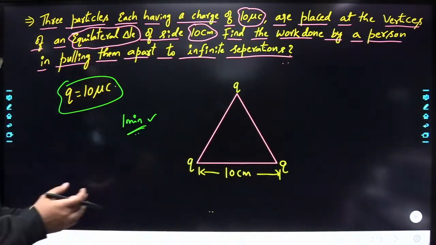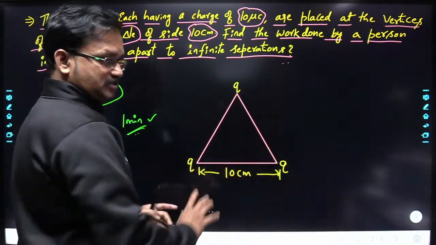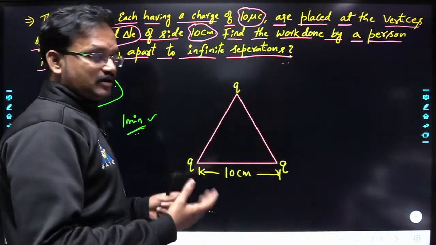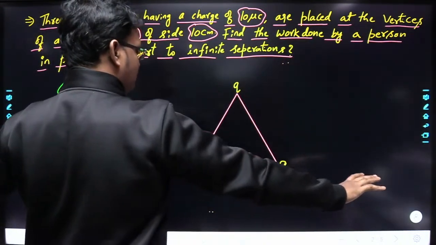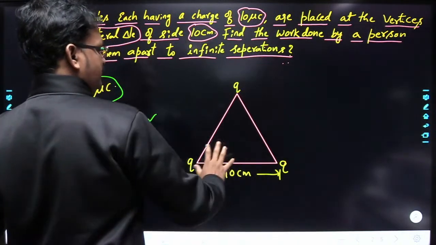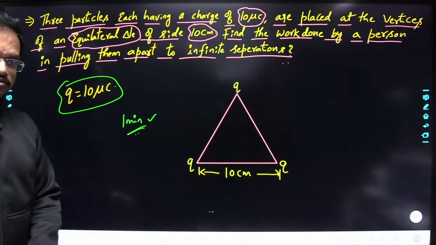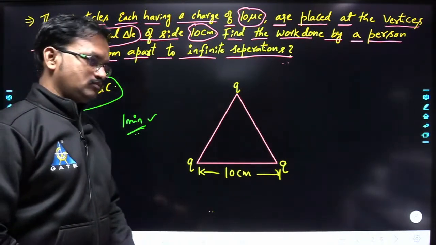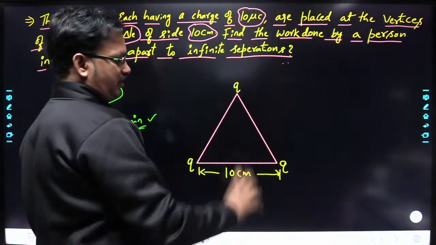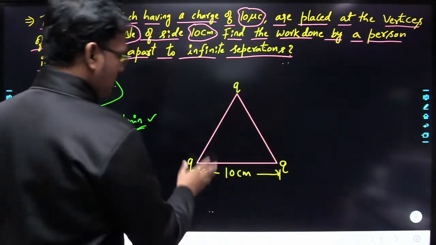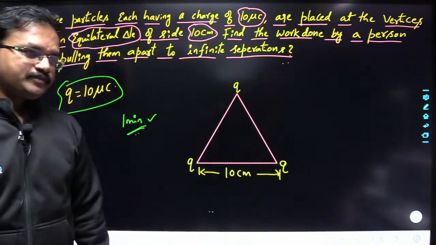They are not asking to determine the work done in order to assemble the charges at these locations. What they are asking is the work done by the external agent in order to move these charges away from one another, such that the distance between one another must go to infinity. Understood? That means they are asking for the work done to move this charge from here to infinity, and from here to infinity, and from here to infinity. That is what they are asking. Tell me here.